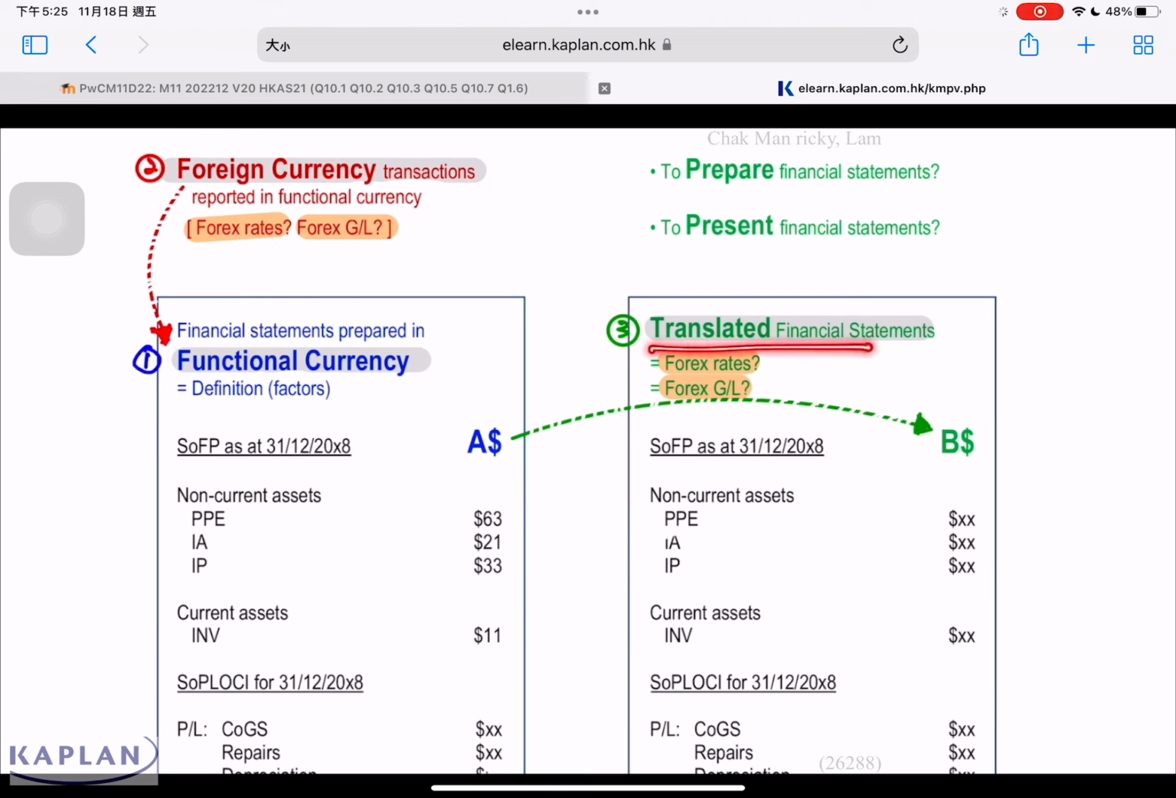Now we talk about translation of financial statements, translating from one currency to another currency. We have to consider what exchange rate to use and how to account for forex differences. It depends on why you do the translation. Is it because you want to prepare the financial statements? Or is it because you want to present the financial statements? Prepare and present are different.